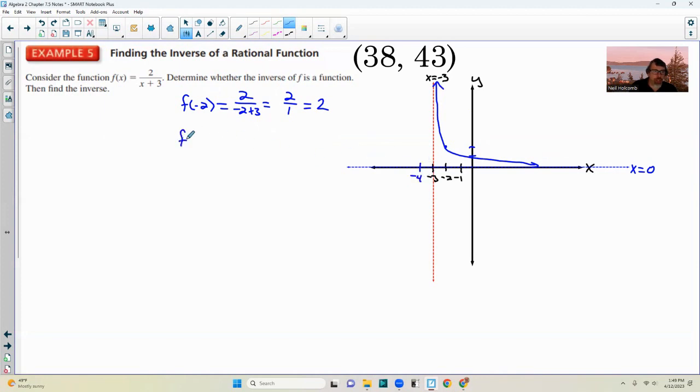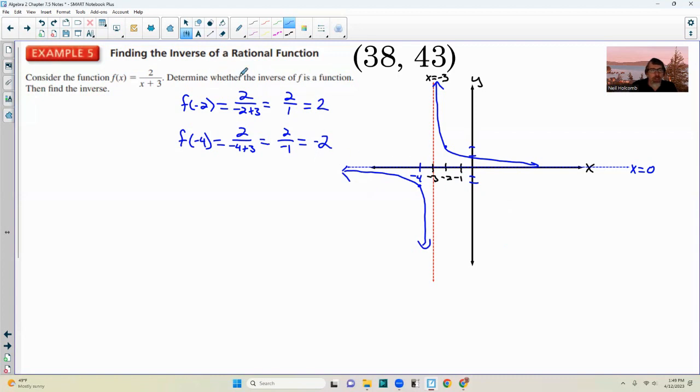So let's do f of -4. That's going to equal 2 over -4 plus 3, which equals 2 over -1, which is -2. So here I'm going to go left 4, down 2, and that's right here. And I can't cross the asymptote, so it's going to do this. Okay, so as you can see, this is a rational function graph.